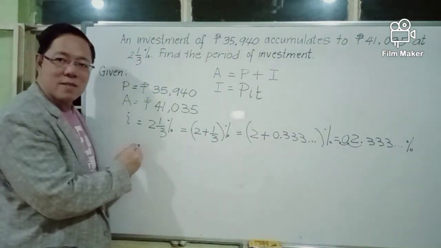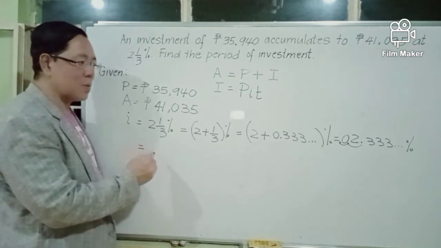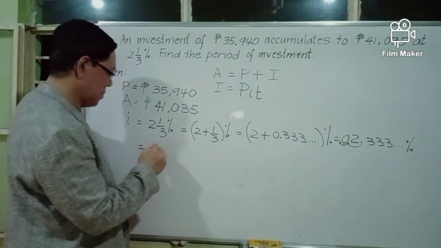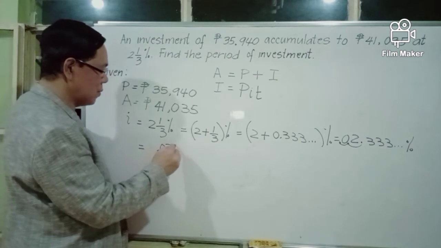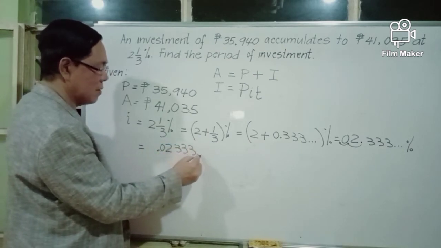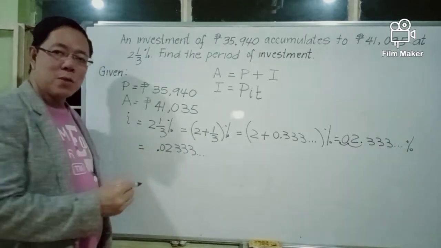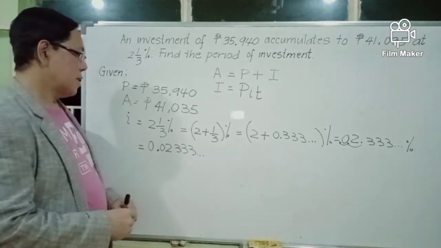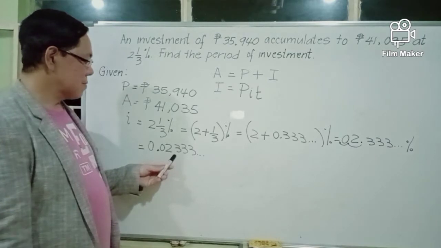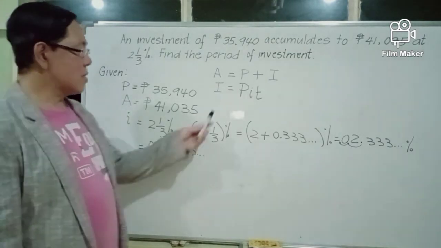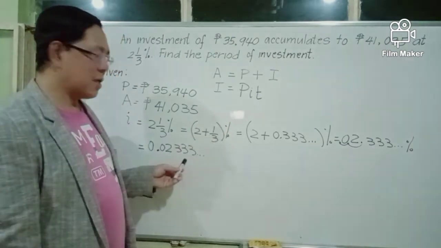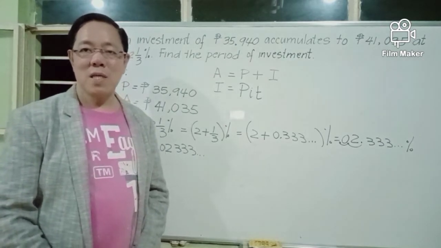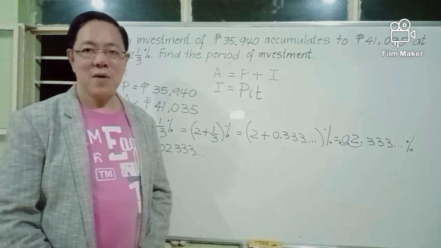Thus, our simple interest rate 2 1/3% is equal to 0.023333 without end. You may add 0 before the decimal point here. And when we substitute the interest rate in the formula for computing the amount of interest, we take all the decimal numbers. We had an agreement from last meeting that we only do the rounding off in the final answer.